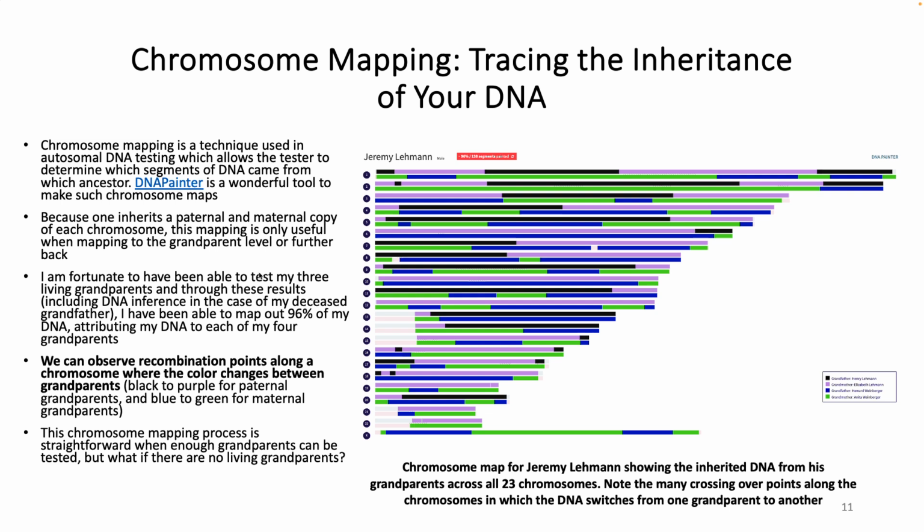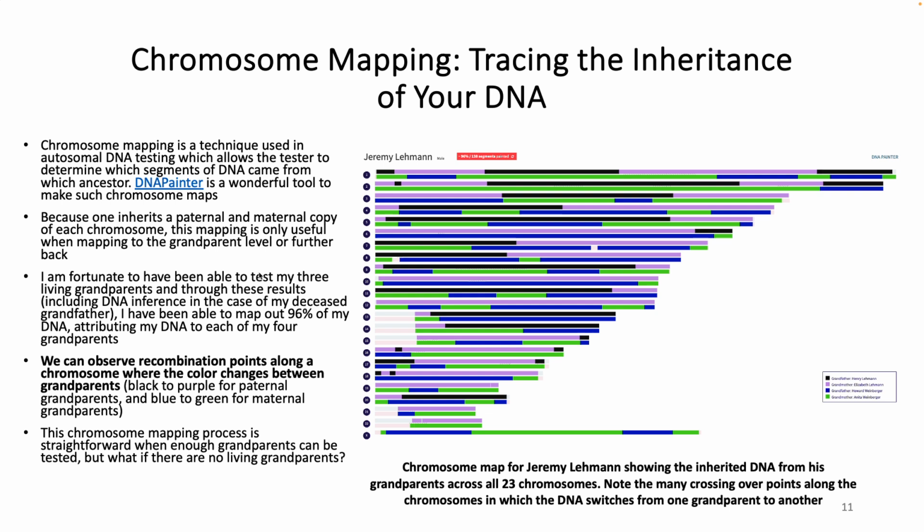Now, once you have a chromosome browser for DNA matches, and it doesn't just have to be a grandparent, it can be cousins as well, then you want to be able to create a chromosome map, which will trace the inheritance of your own DNA. Chromosome mapping is a technique used in autosomal DNA testing which allows the tester to determine which segments of DNA came from which ancestor. To build a chromosome map, I recommend you use the website DNA Painter.